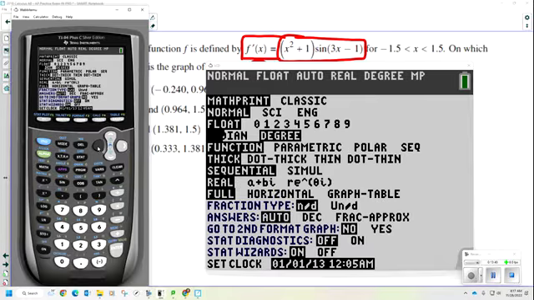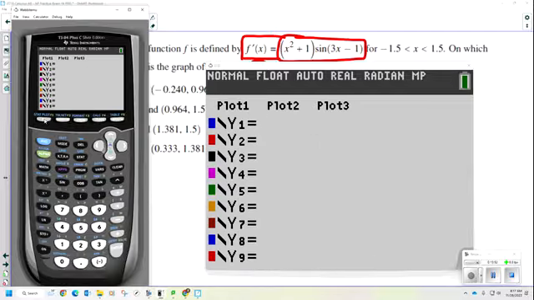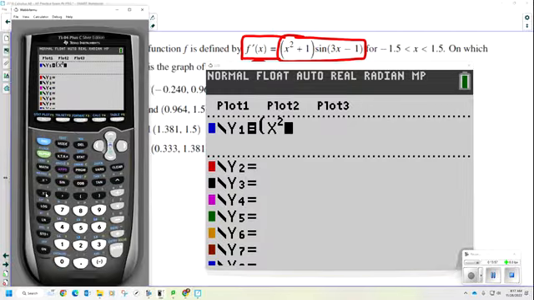I have a class set of calculators, and calculus uses them, but so does algebra 2. Algebra 2 should be in degrees most of the time, so I always tell my calc students to check them. Okay, so let's go back here. And we have, in parentheses, x squared plus 1, parentheses, sine of 3x minus 1.